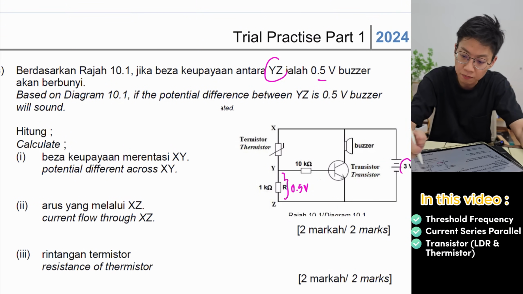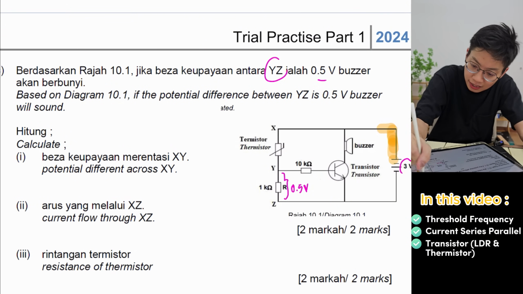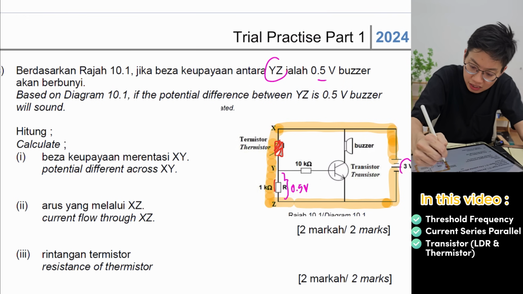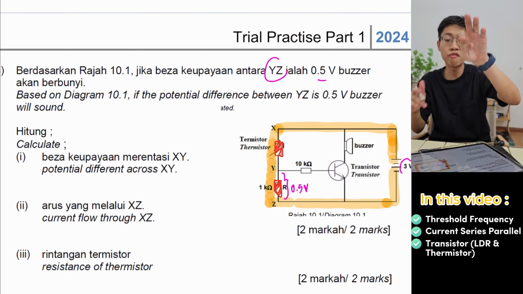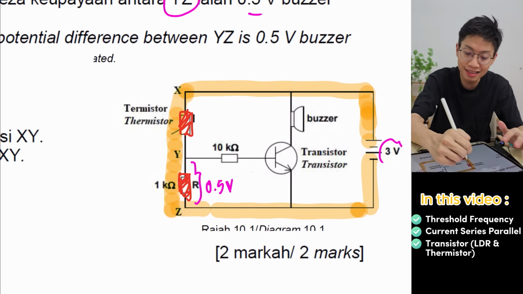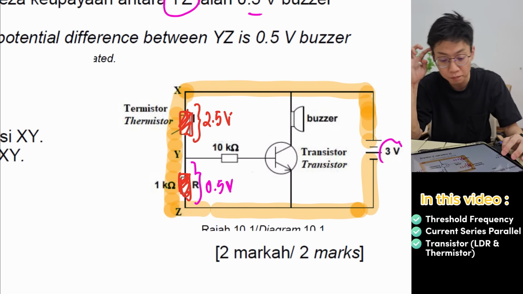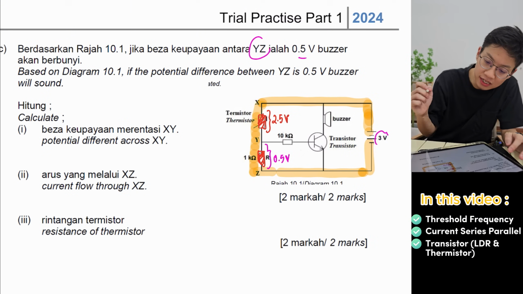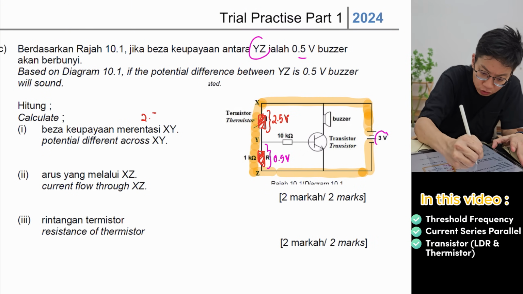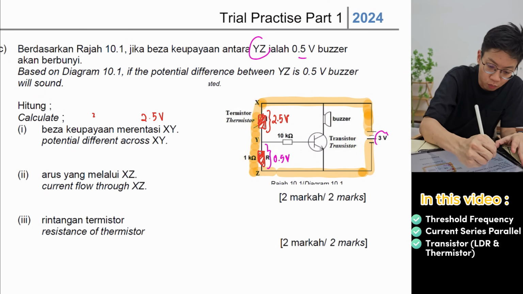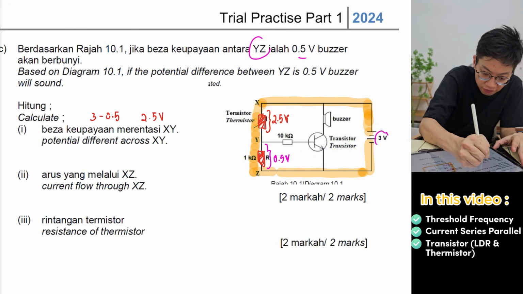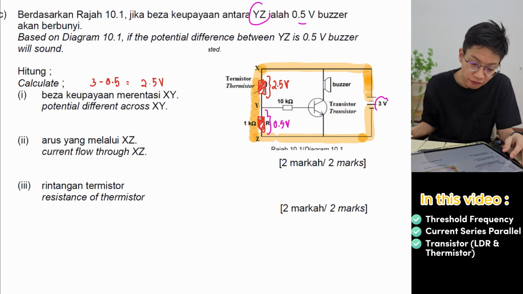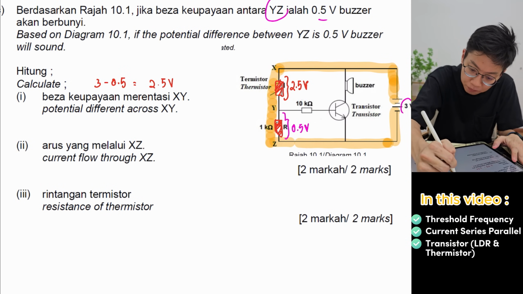Now we also know that your current goes on the outer side like this. So technically, my thermistor and this resistance are actually in series. So if my YZ takes 0.5 volt, the top will take how many volt? Will take 2.5 volt. Must be fair, right? Bottom 0.5, top 2.5. So here you will see that my XY will be equal to 2.5 volt. If you want to do working, it will be 3 minus away the 0.5 volt, you get 2.5 volt. Do you understand?